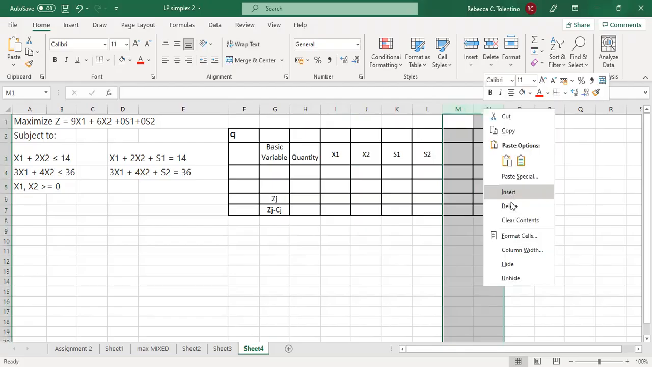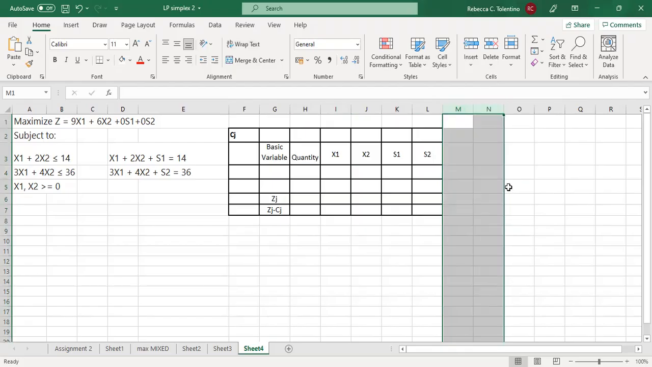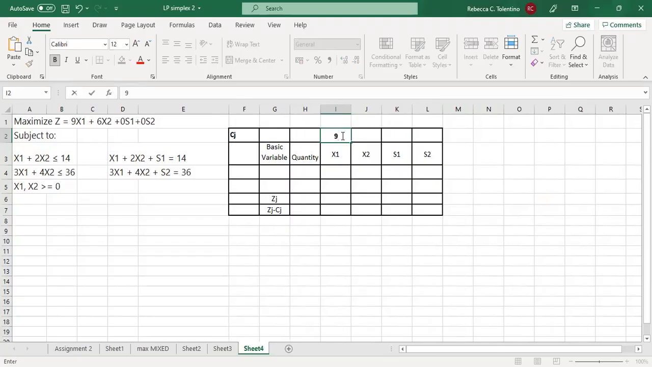Then the next step is to enter the numerical coefficients. As I mentioned, yung C sub j natin, these are for the objective function. So for the column for x1, what we will enter in the first row is 9, since the numerical coefficient of x1 in the objective function is 9. The numerical coefficient of x2 in the objective function is 6, so we enter 6. And for the slack variables, we have 0. Pareho yung 0. Okay.